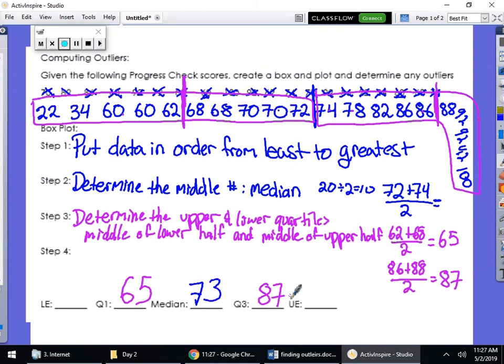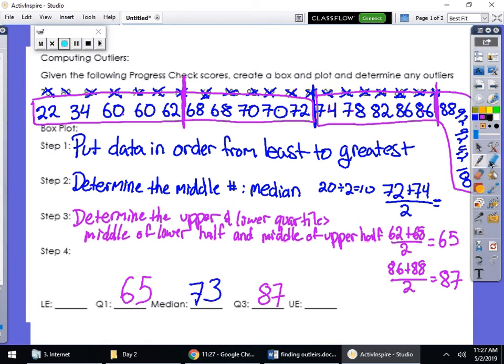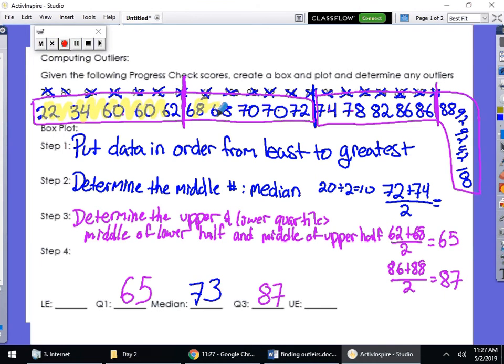So we put our data in order. We found our median, which is our middle number. It separates the data into 2 groups of 10. Then we found the middle of each group, and we separate into 4 groups of 5. So notice how we have 5 numbers, 5 numbers, 5 numbers, and 5 numbers. So each group has 5 numbers.